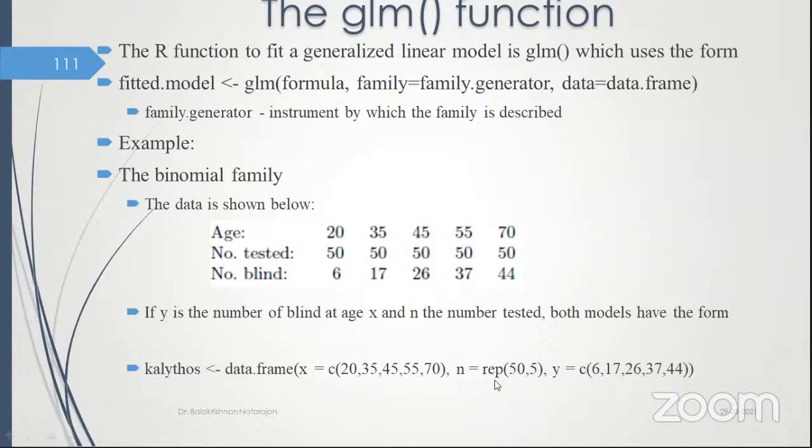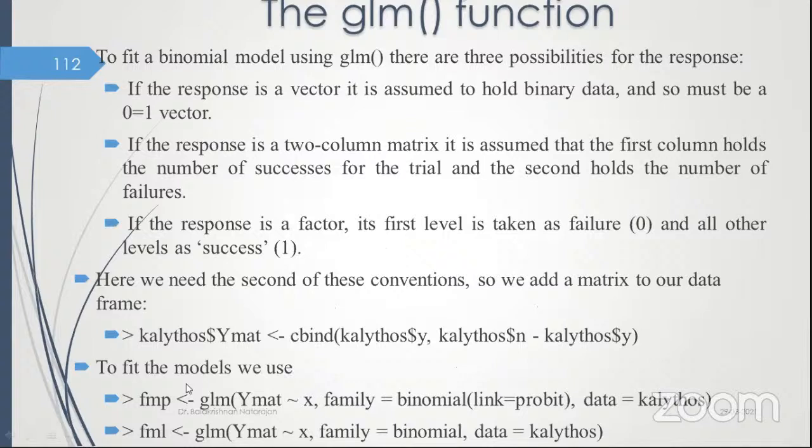So I'm making the rep function. So there is a replication. So you're going to replicate 50 5 times. Okay, and how many persons are blind is represented as Y. And these things are assigned to this particular variable. Okay. And to fit into the GLM, we're going to bind it.